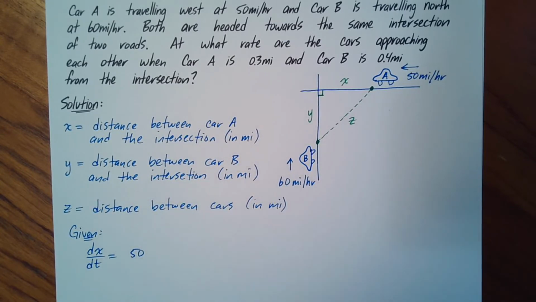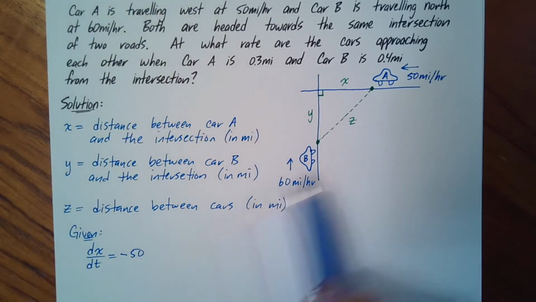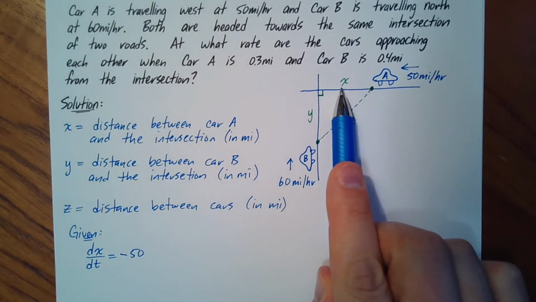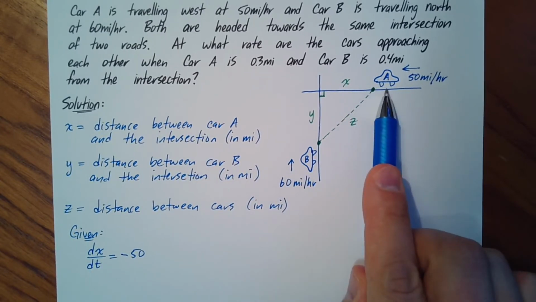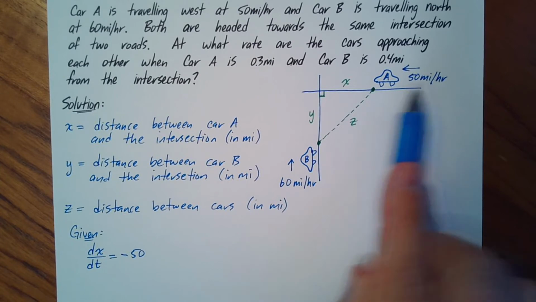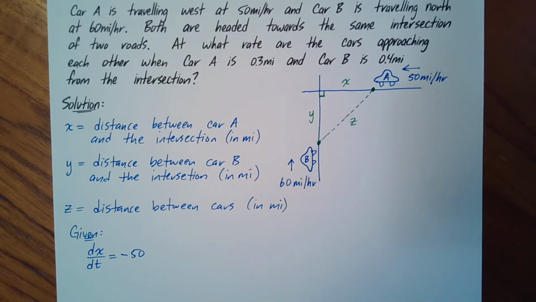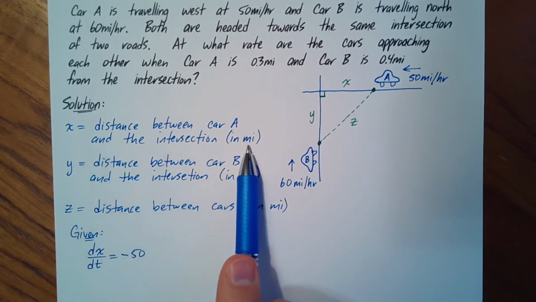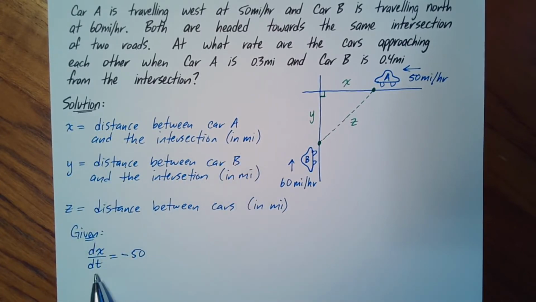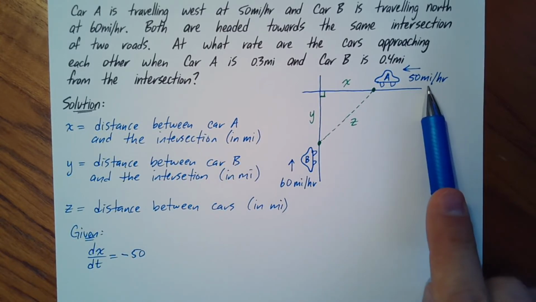But that's okay, because all we need to do is change it with a negative sign. Really? Because if x is going to be shrinking as car A drives west towards the intersection, and if the rate at which car A is moving is 50 miles per hour, then that means that the rate at which x is shrinking is 50 miles per hour. So if we agree that time is measured in hours, and we already have that x is measured in miles, then this is the correct choice. That's the correct way to express this 50 miles per hour as a rate of change.